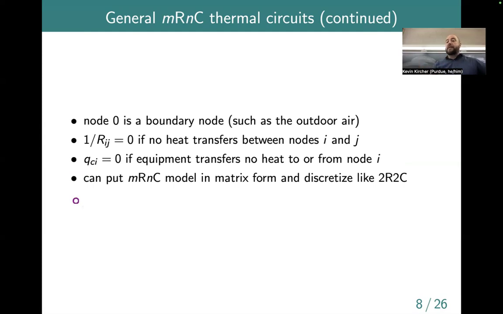And then we can use the linear dynamical systems approach to discretizing equations that we used for the 2R, 2C model. So the matrices are bigger, it's harder to write down all the components. There are many more parameters that enter into these large models, but conceptually, the process is the same as it was for the 2R, 2C case.